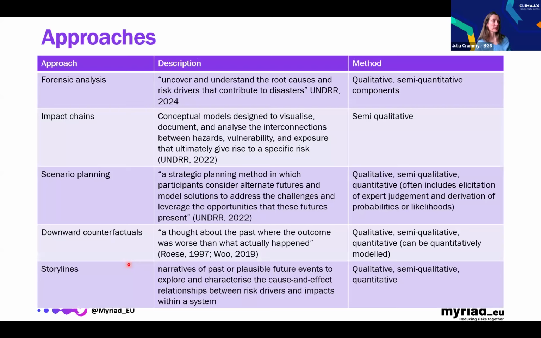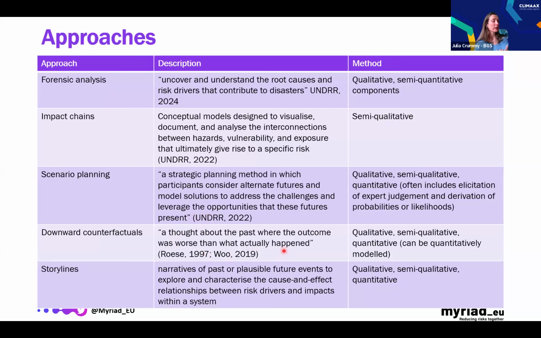And this is a list of some of the approaches that can be used, drawing on the disaster risk community, where forensic analysis is commonly used to explore and understand the root causes and drivers that contribute to disasters. Impact chains are commonly used to visualize and document interconnections between hazards, vulnerability, and exposure. Scenario planning, where you look into the future. A lot of these are often quite quantitative. They use a lot of derivation of probabilities or likelihoods to talk about what the scenarios are. And downward counterfactuals are used a lot to think about a past event and then try to think of what a worse outcome could be from that event.